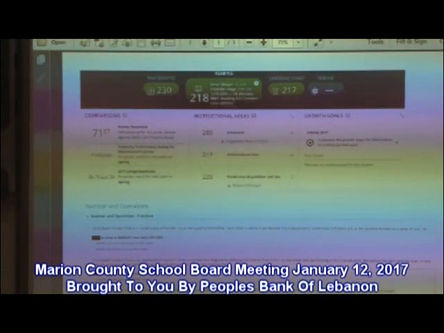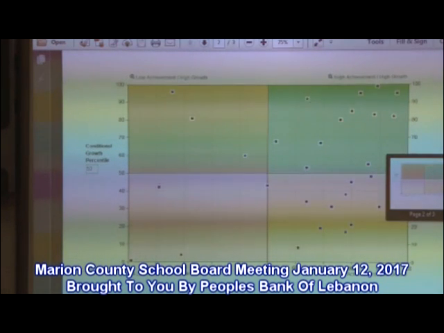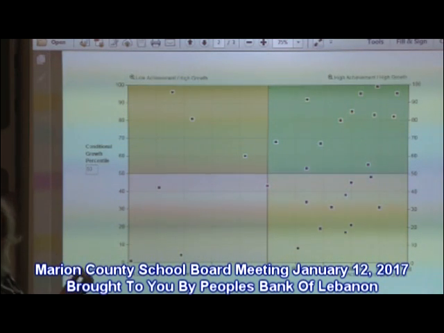If you scroll to another page, this is another report, because remember what I talked about with the MAP assessment, one piece of it that we really like is about growth. We want to make sure that we're focusing on every single child. Even our very top performing kids, we want to make sure that they're growing that typical growth.